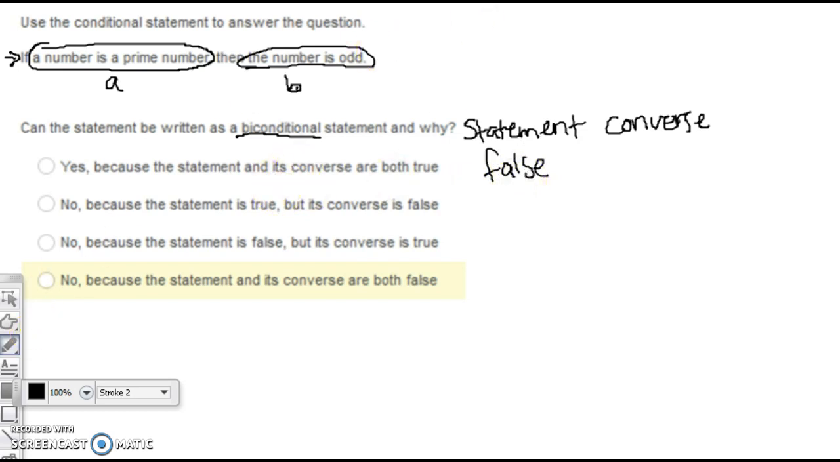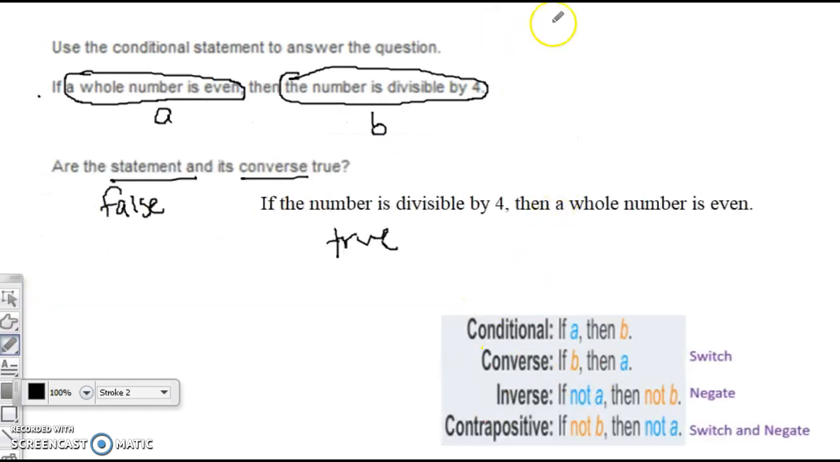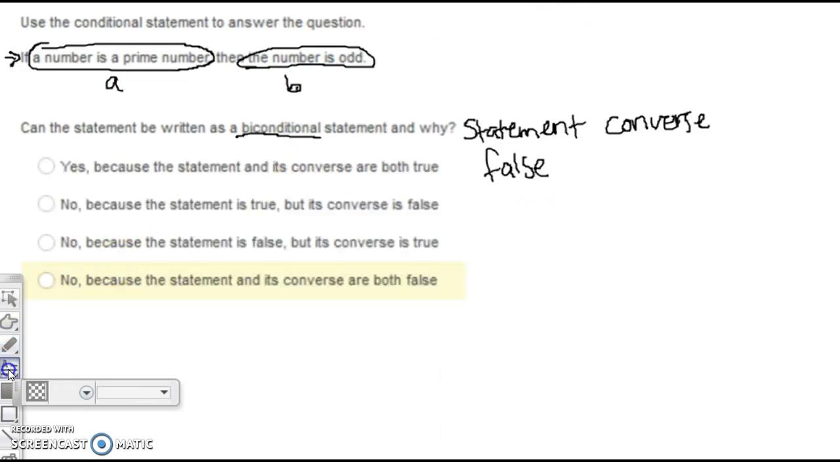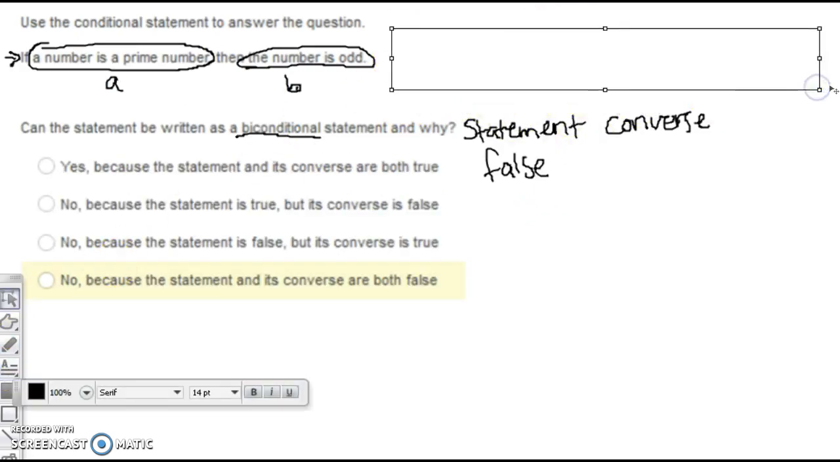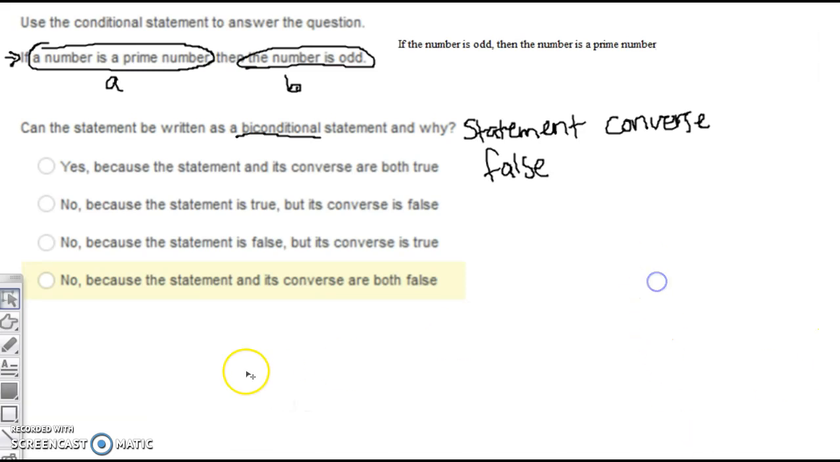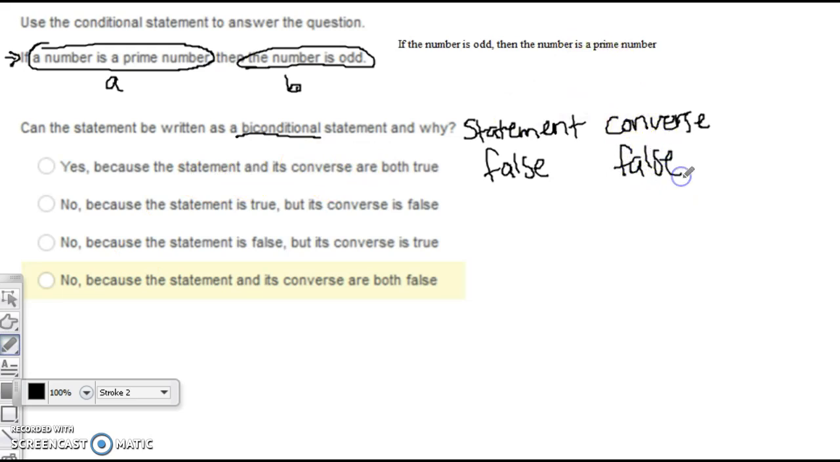Now let's check the converse. And remember, I should have put it on the screen, but the converse is when you switch the order. If B, then A. All right, so let's type out the converse real quick. If the number is odd, then the number is a prime number. Now hopefully this jumps out right away to you as a false statement, because there's lots of odd numbers that are not prime. 9 is an odd number, it's not prime. All right, so no, you cannot write this as a biconditional statement because both the statement and the converse are false.